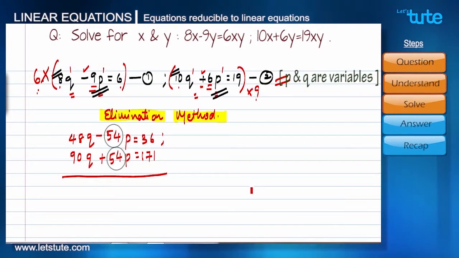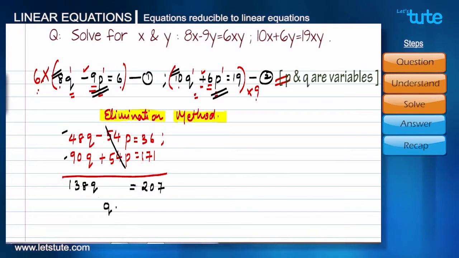And since they have opposite signs, we have to add these two equations to eliminate p, so that we'll get the value for q. So after adding, these two terms will get cancelled since it is minus 54p and plus 54p, and q terms are added. Since they are both positive, it will give us 138q. They are cancelled, so here it will be 0, here it is equals to, and here we'll get 207. 36 plus 171 is 207.